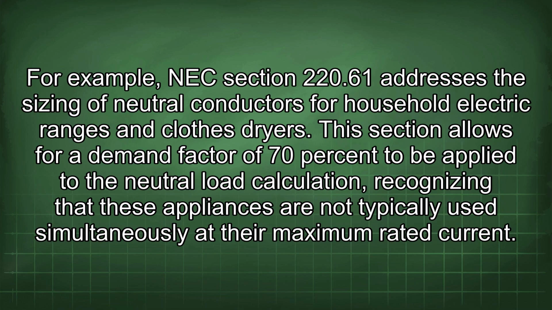For example, NEC Section 220.61 addresses the sizing of neutral conductors for household electric ranges and clothes dryers. This section allows for a demand factor of 70% to be applied to the neutral load calculation, recognizing that these appliances are not typically used simultaneously at their maximum rated current.